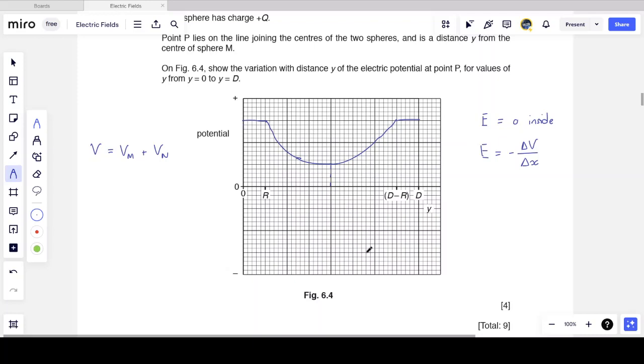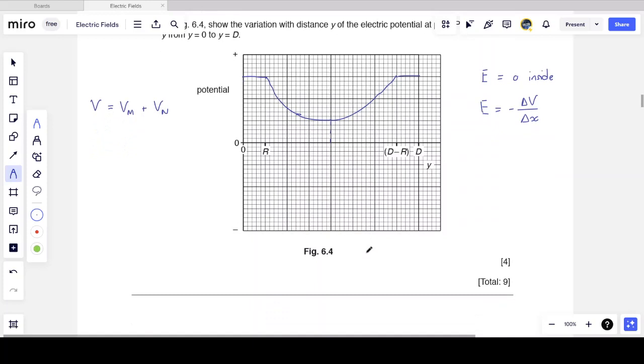Scalars don't have directions, so positives will always add to positives, and if both were negatively charged, this graph would be flipped around the horizontal axis, and it would be always below the horizontal axis. It will always be negative potential. So just be careful between the difference between electric field strength and electric potential. So a very small graph that we sketched. Obviously yours can look slightly different, but the shape would be the same, and that's worth 4 marks.